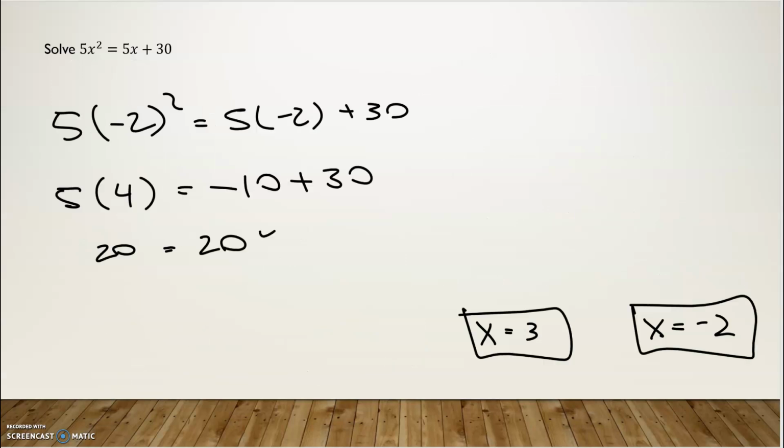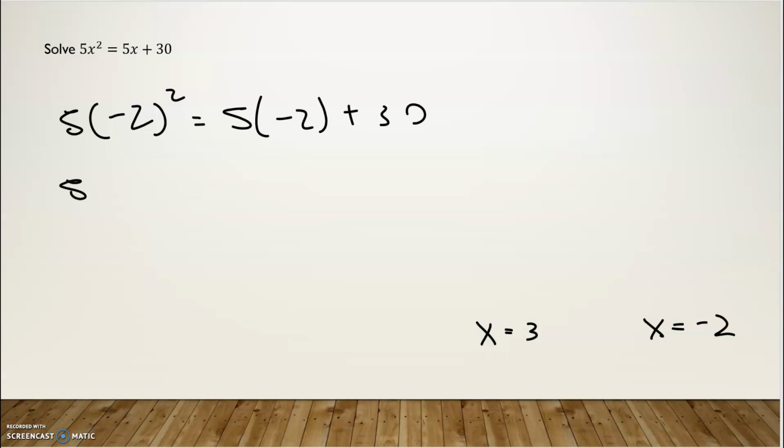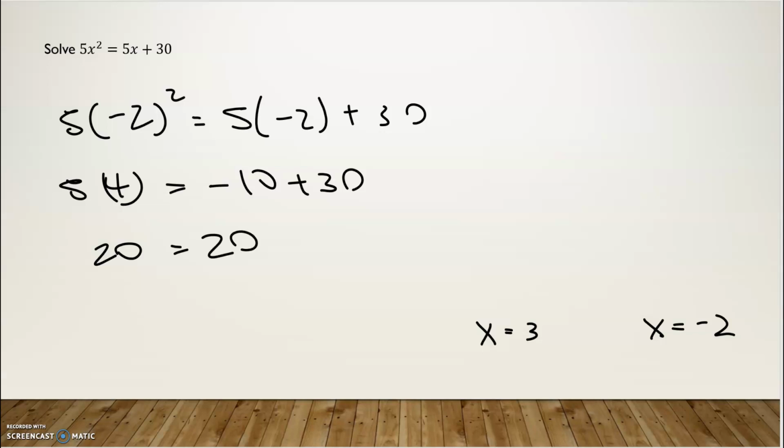So let's check x equals negative 2. Actually, let me rewrite them. So we've got 5 times negative 2 squared is equal to 5 times negative 2 plus 30. So that's 5 times 4 is equal to negative 10 plus 30. That's going to be 20. 5 times 4 is 20. Negative 10 plus 30 is really just 30 minus 10. So that's 20. So x equals negative 2 is one of our answers.